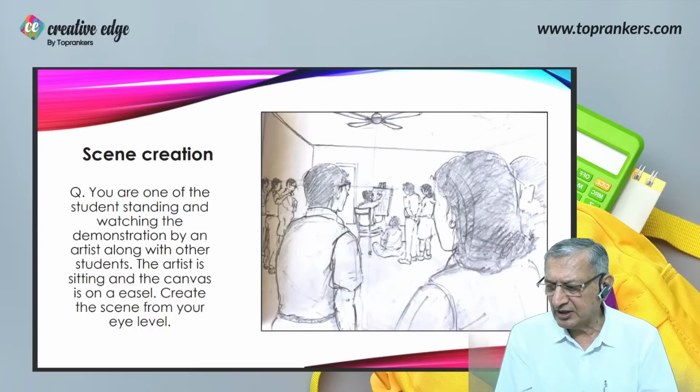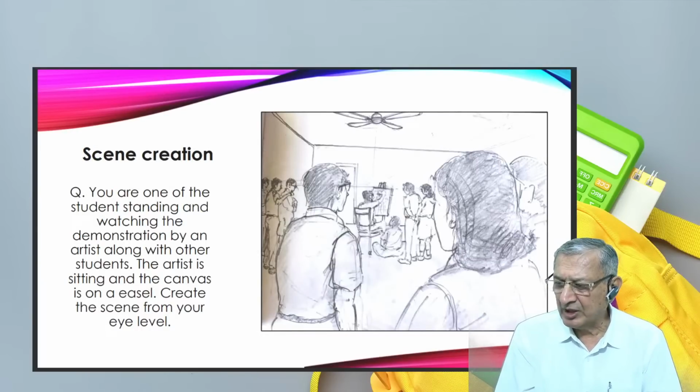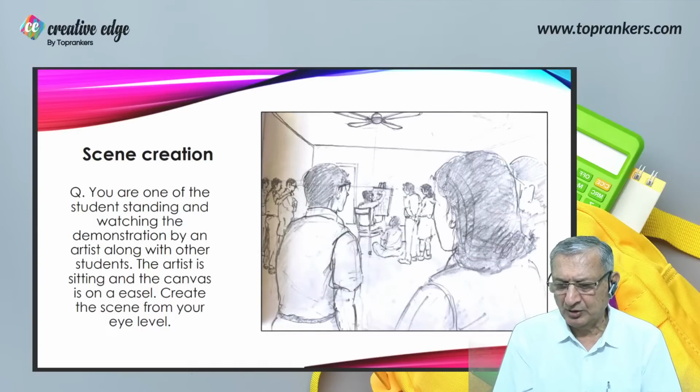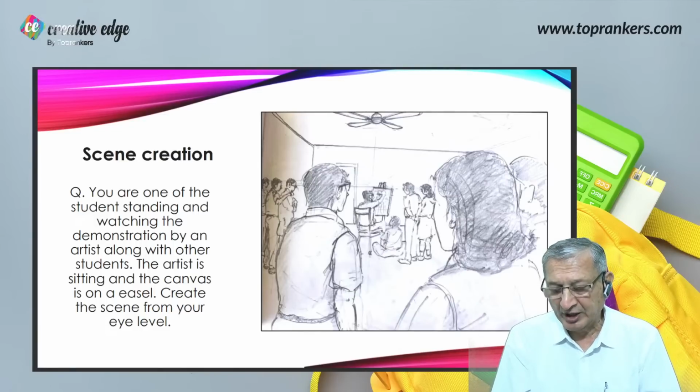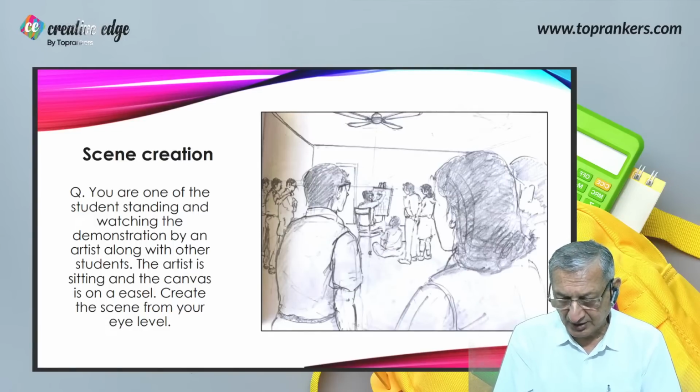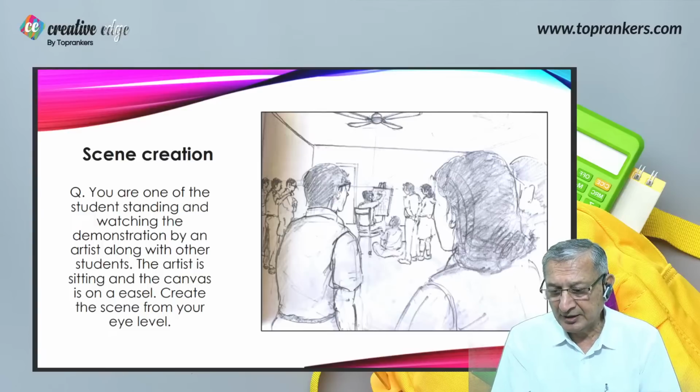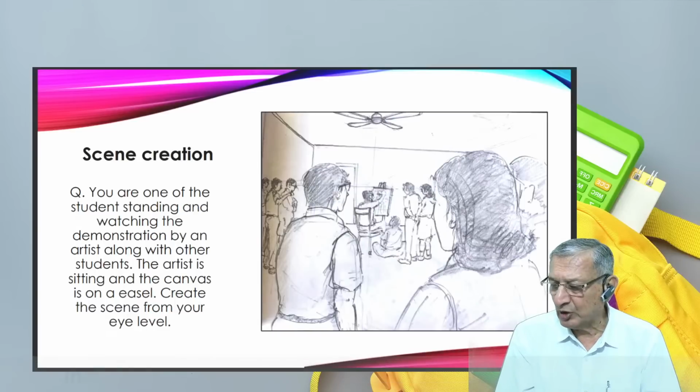Let's see another indoor drawing where I have actually taken 1-point perspective. You are one of the students standing and watching the demonstration by an artist along with other students. The artist is sitting and the canvas is on an easel. Create the scene from your eye level.